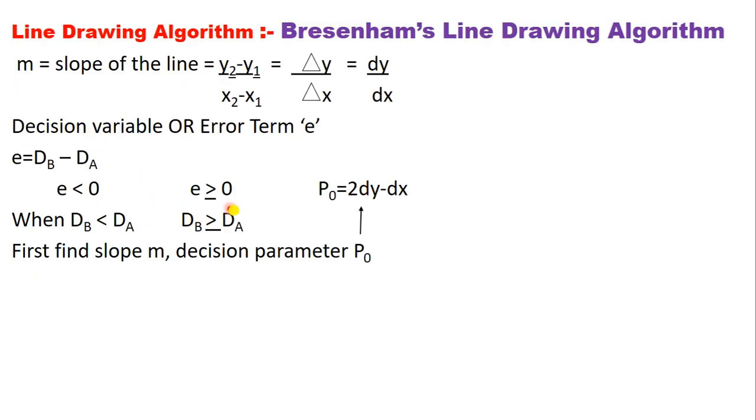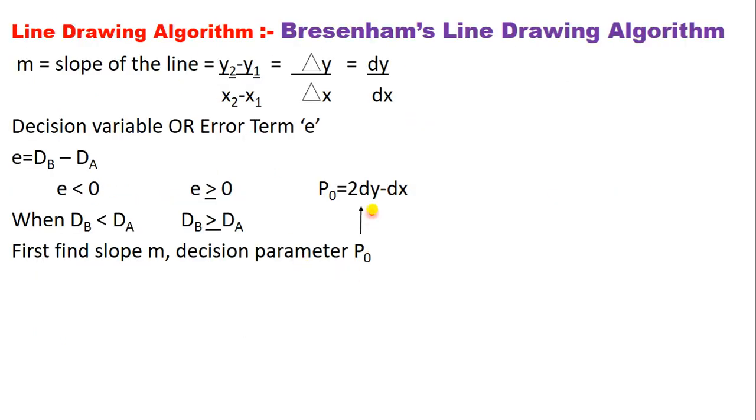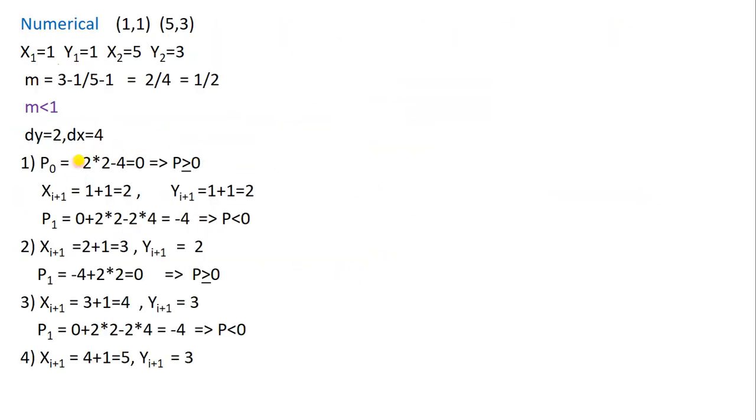Okay, now we will find out the decision parameter. What is the decision parameter? The formula for p naught is 2 dy minus dx. Just now I told that y2 minus y1 is dy, and x2 minus x1 is dx. So what is the formula? 2 dy minus dx. 2, as it is, I have written here.